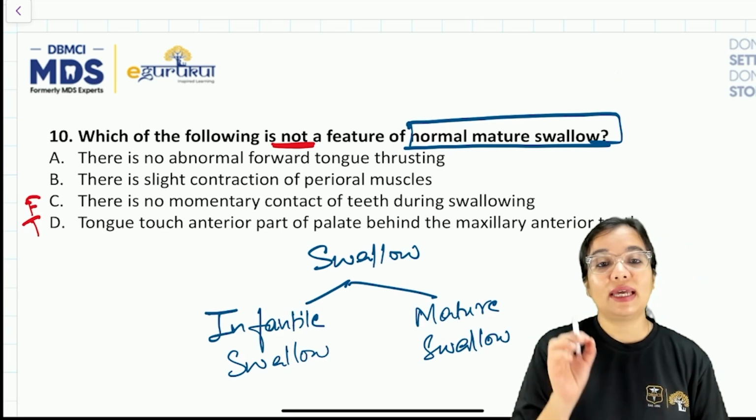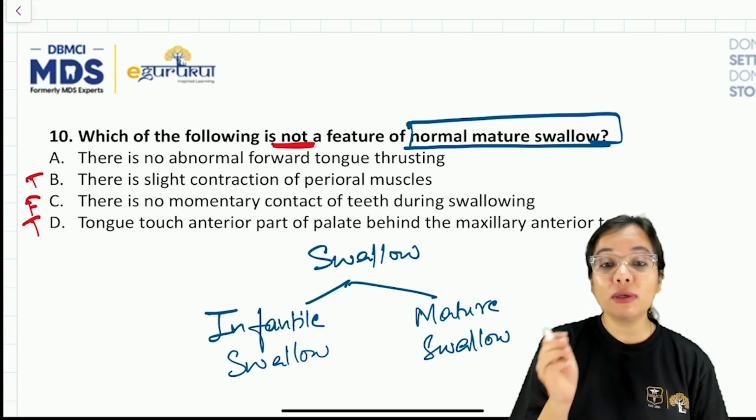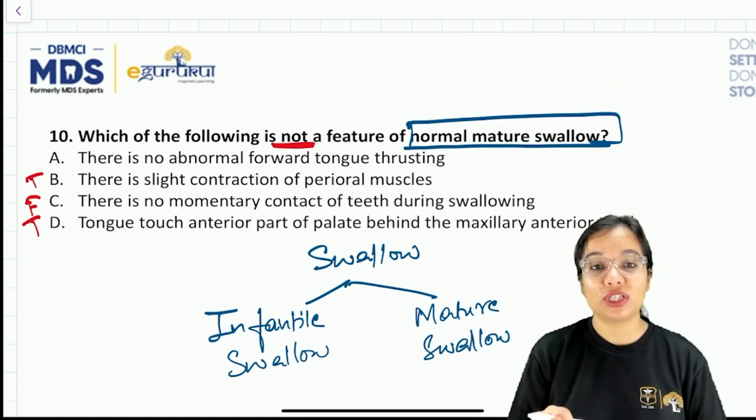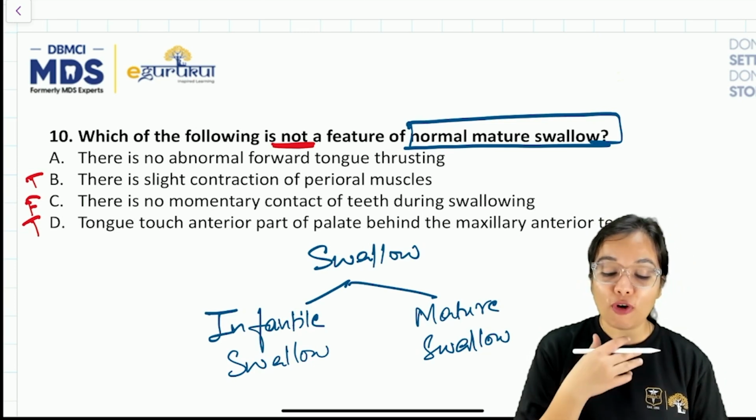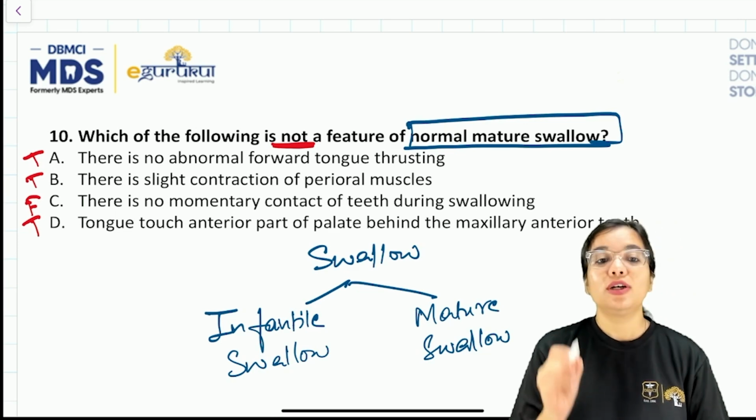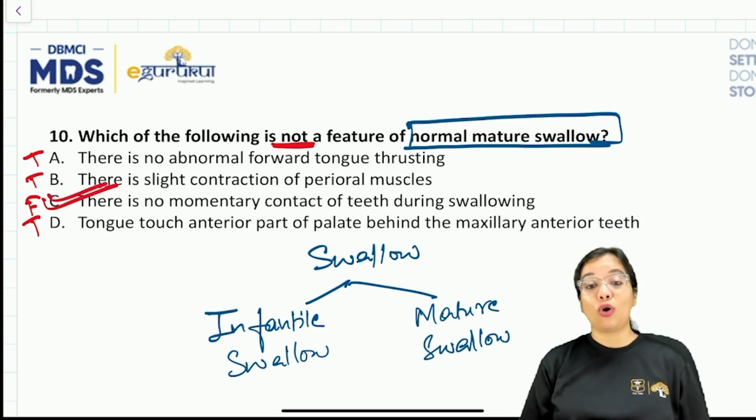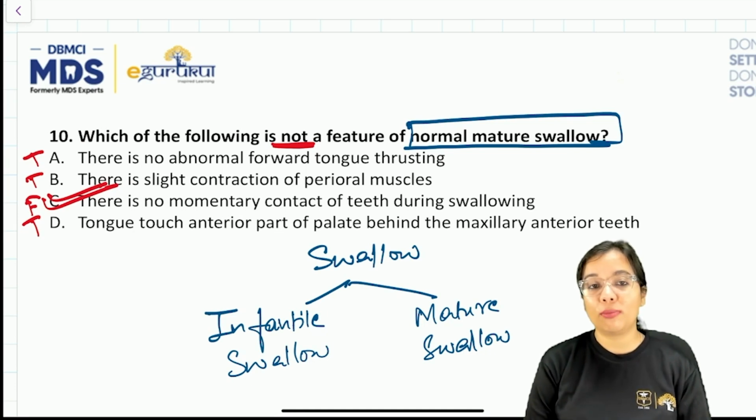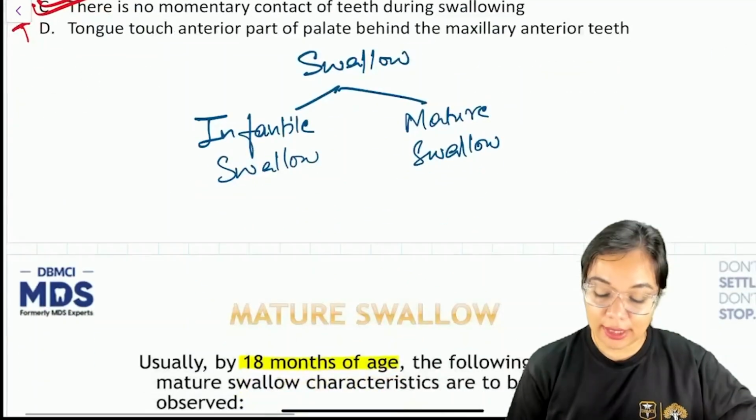B says there is slight contraction of the perioral muscles. So yes, there is minimal contraction of the lip muscles we just read. So slight contraction. And there is no abnormal forward tongue thrusting. That's again a true statement. So the answer here is C. This is not a feature of a normal mature swallow. The rest three are the normal mature swallow features. Correct?